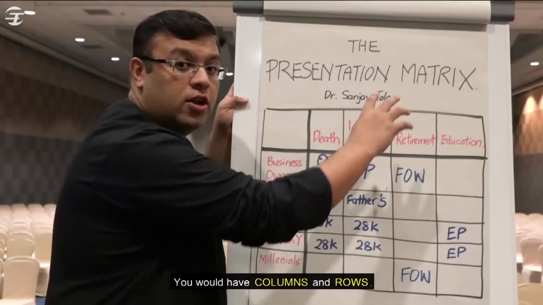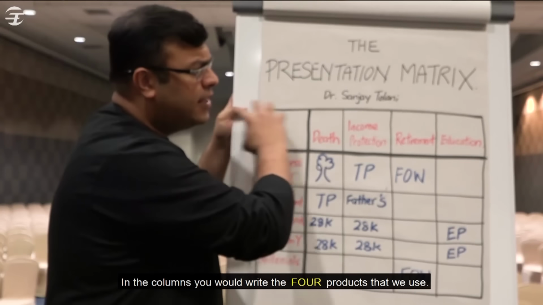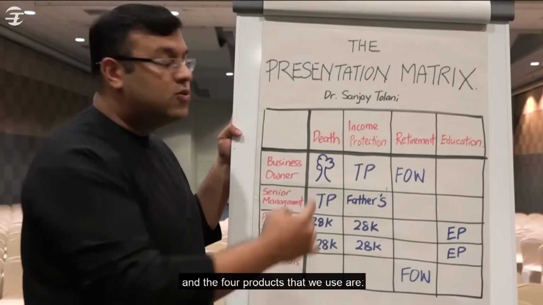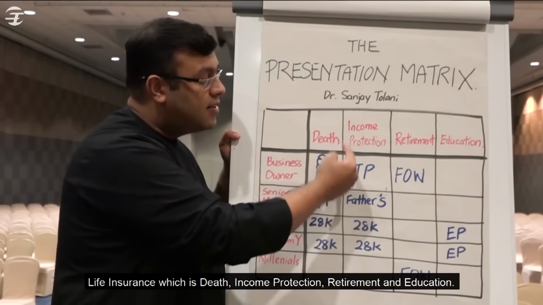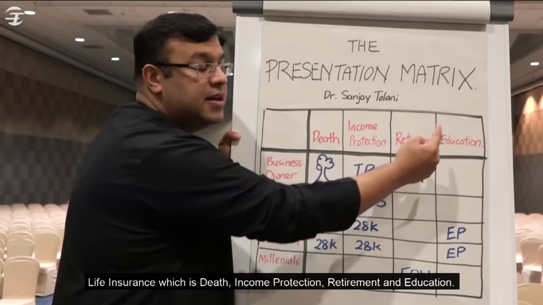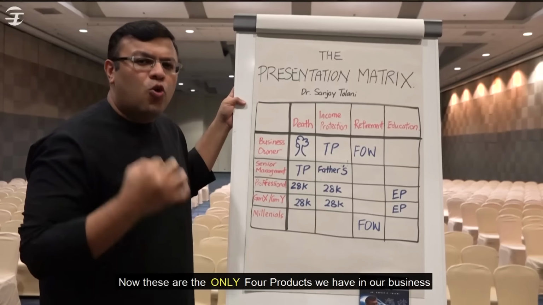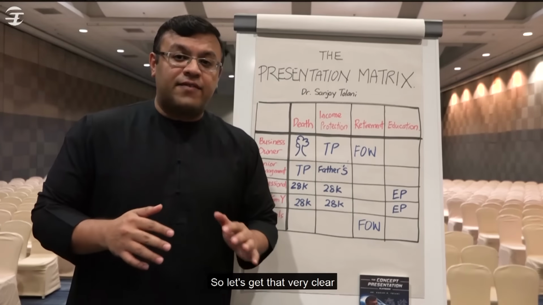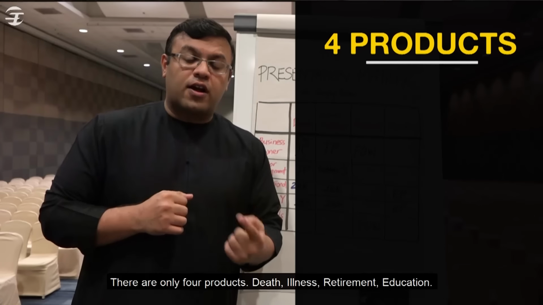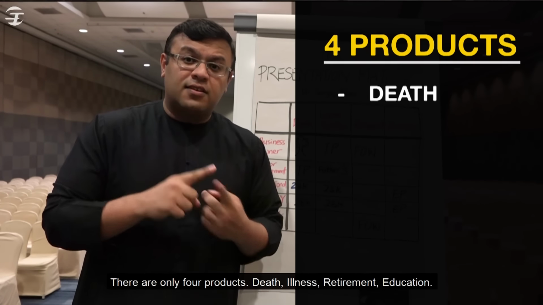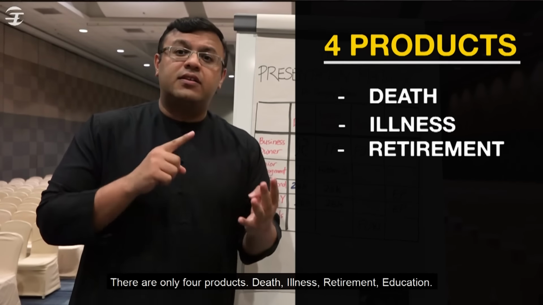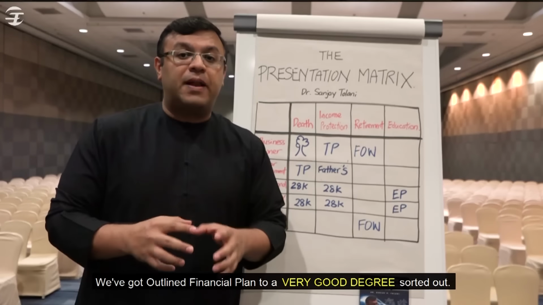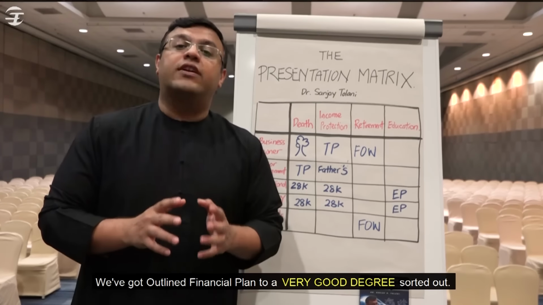You would have columns and rows. In the columns, you will write the 4 products that we use. And the 4 products that we use are life insurance, which is death, income protection, retirement, and education. Now, these are the only 4 products we have in our business. There is no 5th product. So let's get that very clear. There are only 4 products: death, illness, retirement, education. And if you've got that protected, we've got our client's financial plan to a very good degree sorted out.